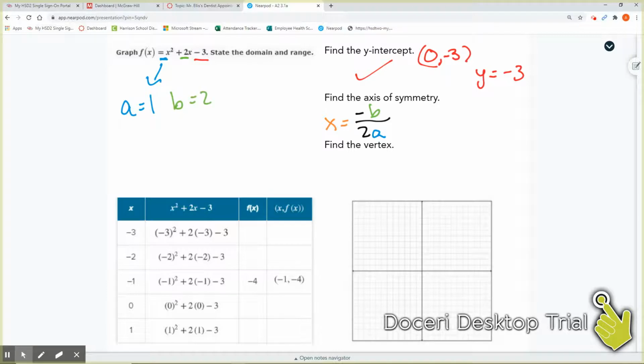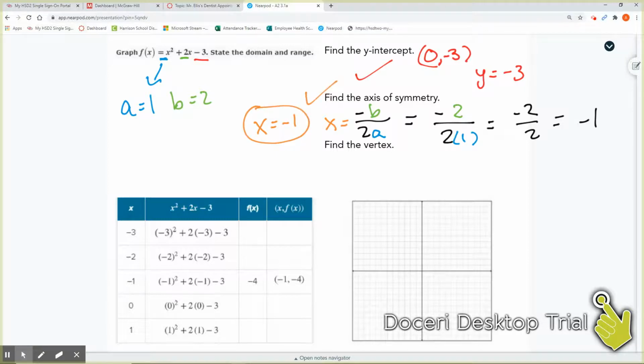I'm going to go ahead and plug those into the equation. Negative b, which is 2, over 2 times a, which is 1. I get -2 over 2, or just -1 if I simplify it. So the correct way to write my axis of symmetry would be x equals -1. And now we are done with the axis of symmetry.